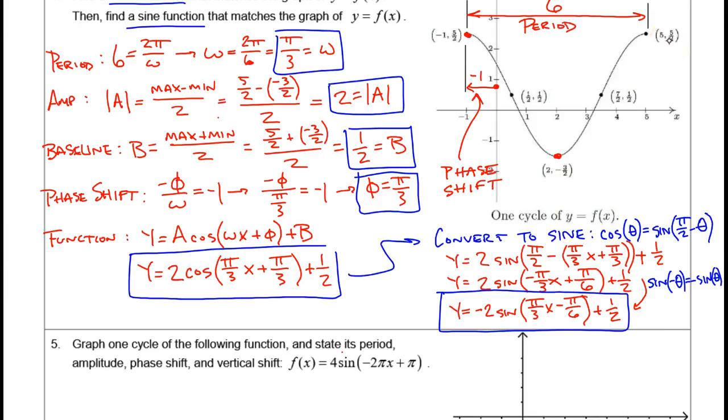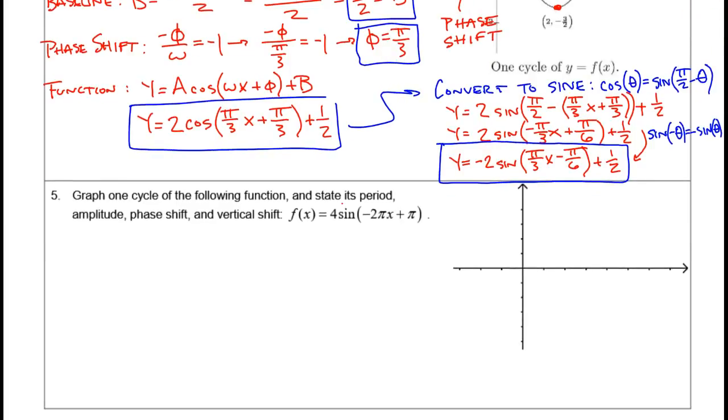Okay, folks, I know the video is getting long, and I appreciate your patience. We're going to move on to the final example in this lesson. It says graph one cycle of the following function and state its period, amplitude, phase shift, and vertical shift. For this question, I'm going to go ahead and use the alternate form of the sine function that I talked about earlier, and it's this version right here.